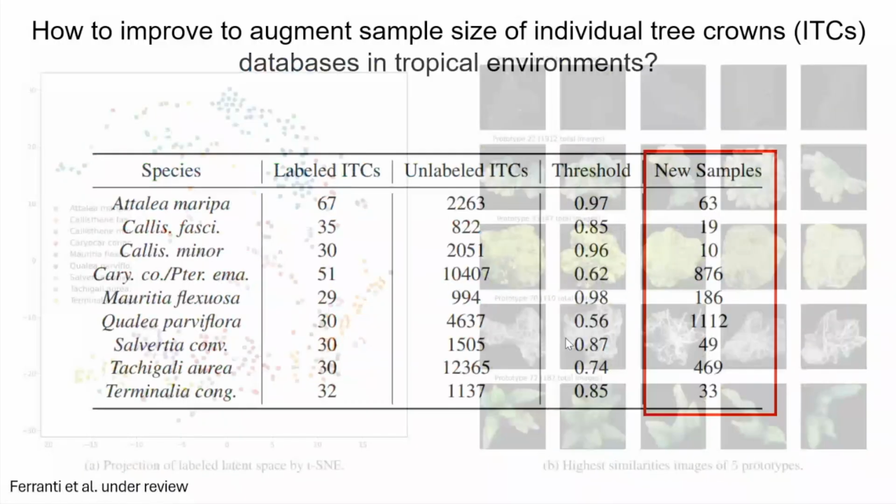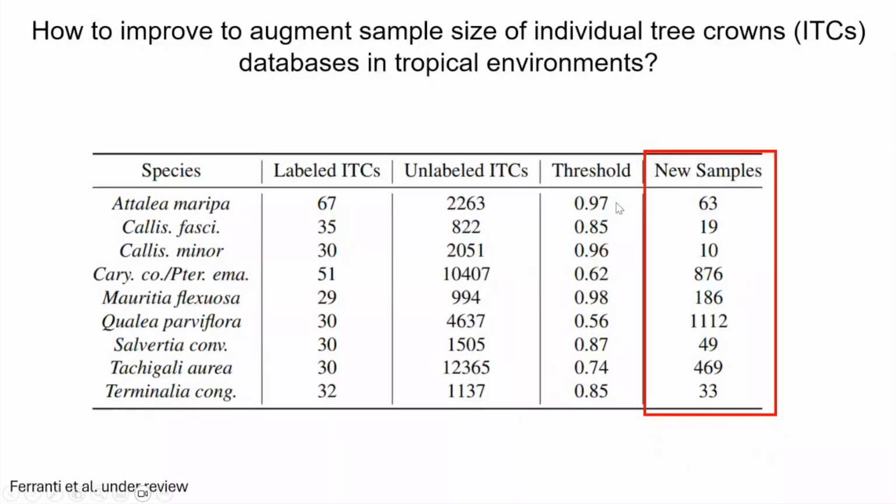And we can also use a very conservative threshold of the FixMatch method to generate new samples of the trees. So for underrepresented species, for example species for which we have fewer than 30 individual tree crowns, we could augment by generating new samples.